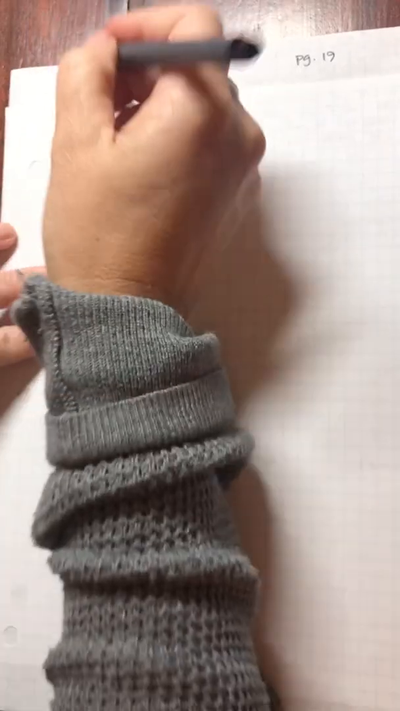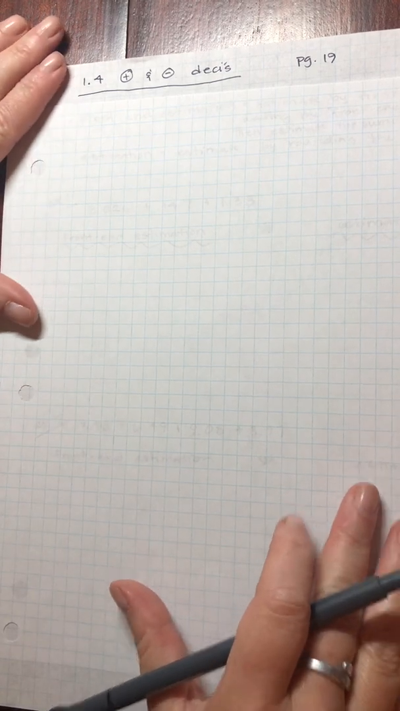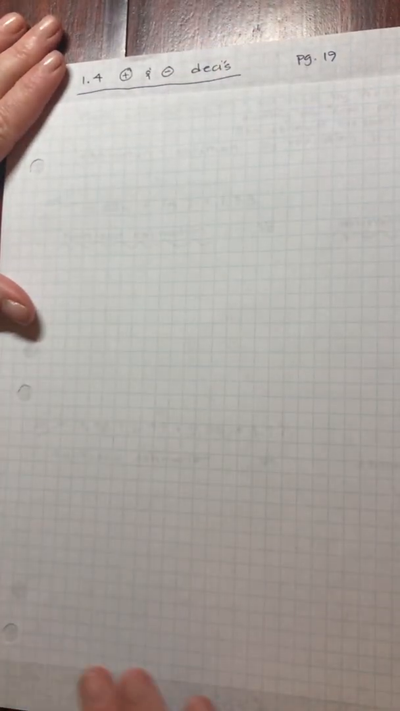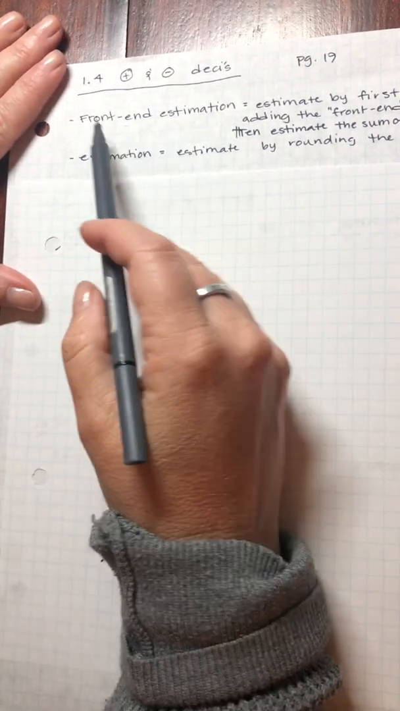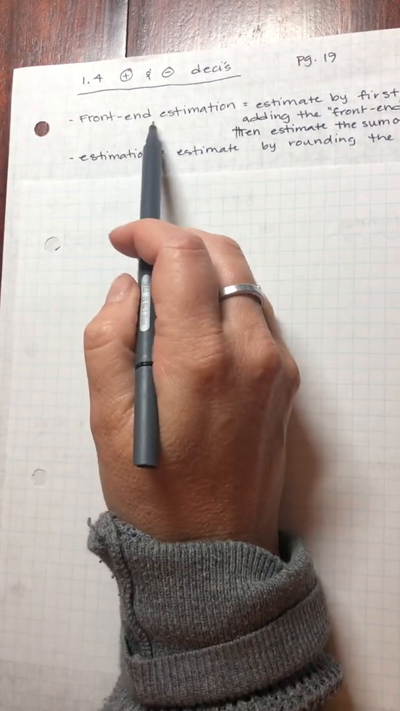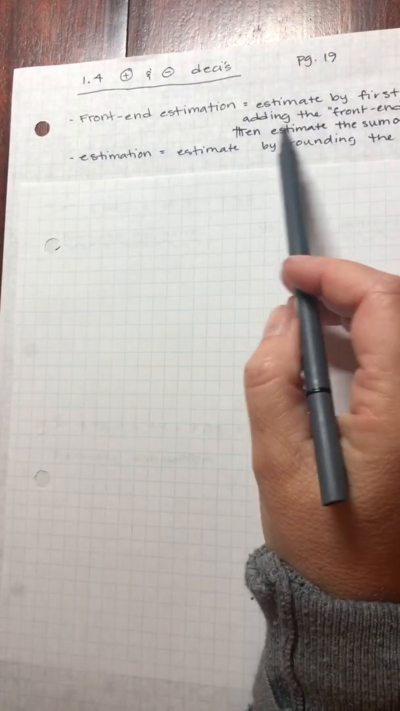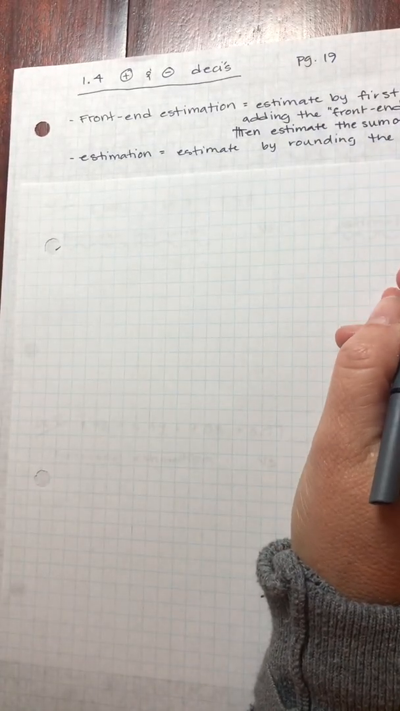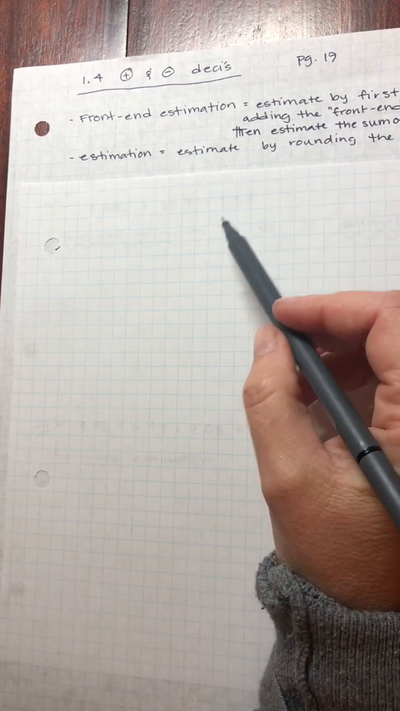Hi, sixth grade. Today we're moving on to section 4 in chapter 1, adding and subtracting decimals. Today we're actually going to be not just adding and subtracting them, but estimating them. The two types of estimating we're going to be doing is front-end estimation, which is when you estimate by adding the front-end digits and then round anything that's left and change if necessary.